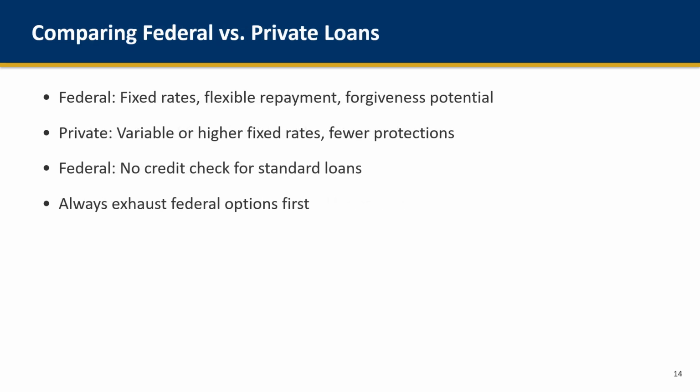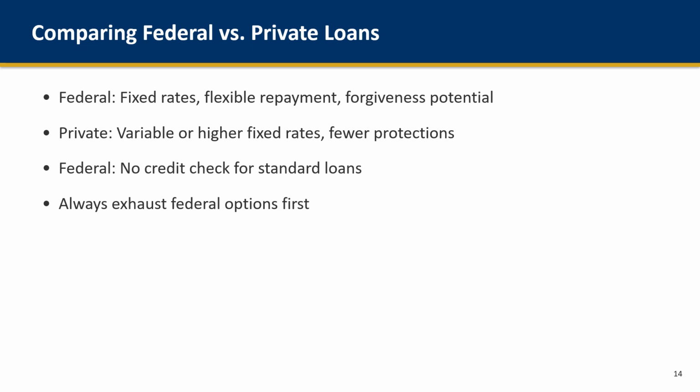If you need to borrow beyond federal limits, understand how private loans differ. Federal loans offer fixed interest rates set by law. Private loans often have variable rates that can increase over time, or fixed rates higher than federal alternatives. Federal repayment is flexible with income-driven options and hardship provisions. Private lenders typically offer less flexibility if you struggle to pay. Federal loans may qualify for forgiveness programs. Private loans almost never do.